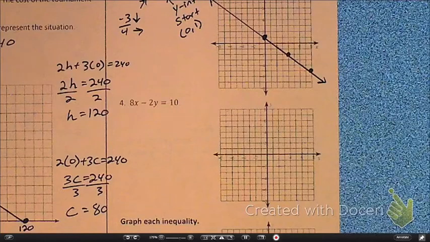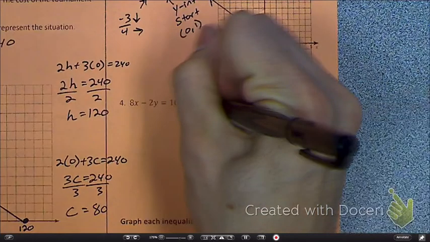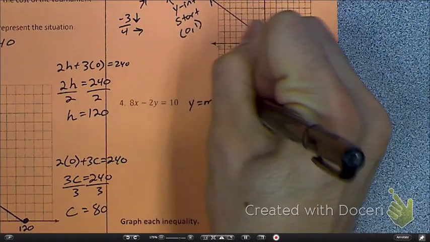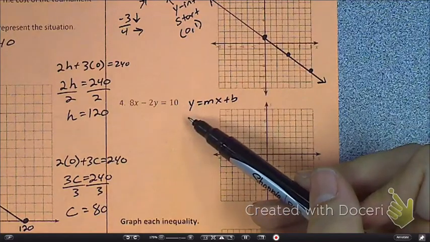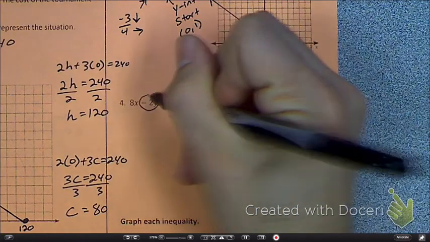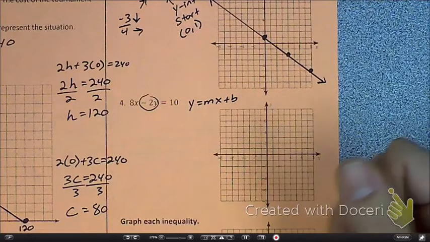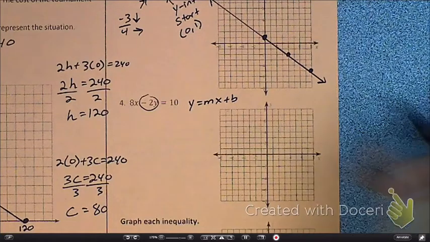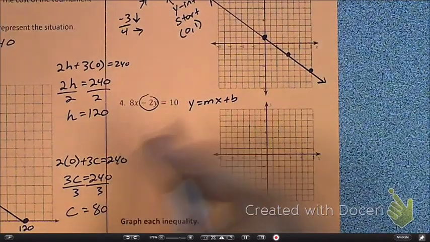What is slope intercept form? y equals mx plus b. So your y is on the left, so you want to keep it on the left. What is extra? The 8x, so subtract it.